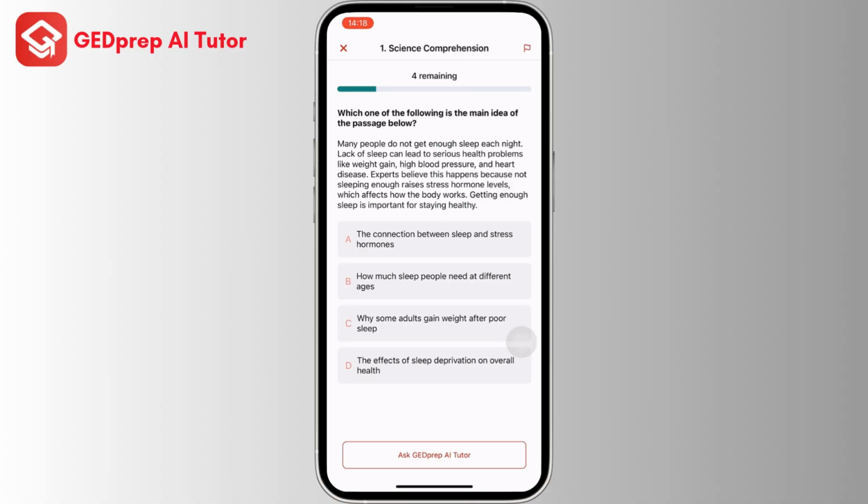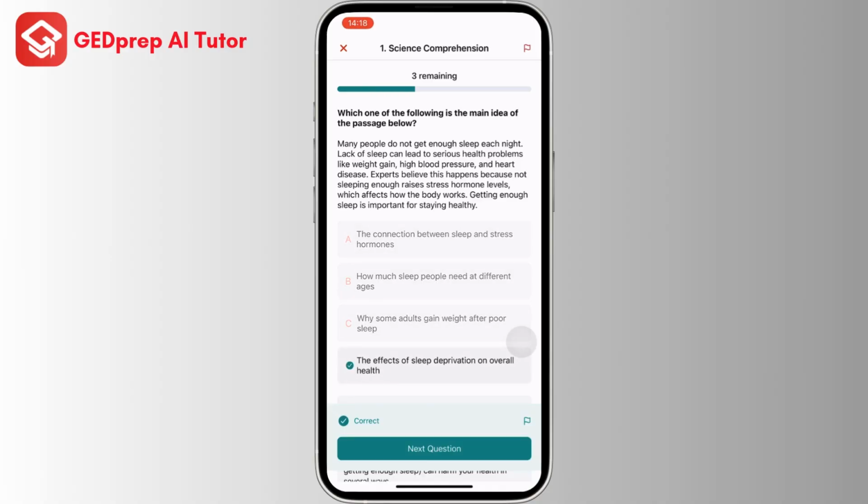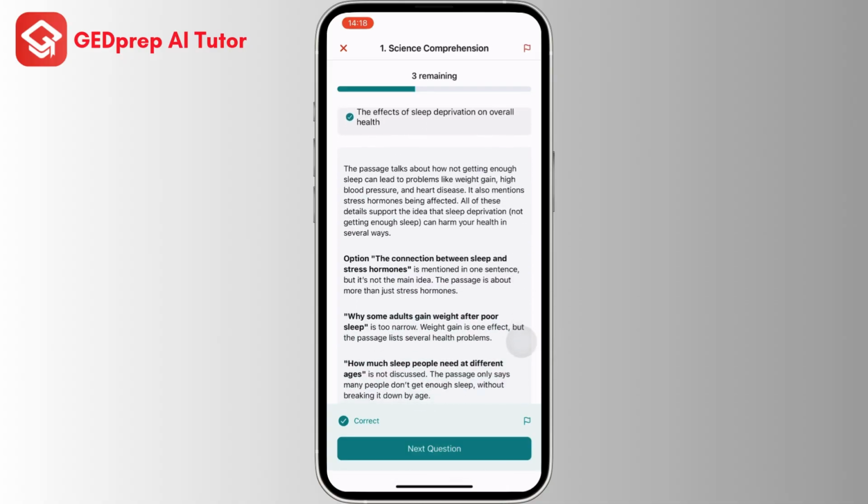Option 1. The connection between sleep and stress hormones. Option 2. How much sleep people need at different ages. Option 3. Why some adults gain weight after poor sleep. Option 4. The effects of sleep deprivation on overall health. The correct answer is the effects of sleep deprivation on overall health.